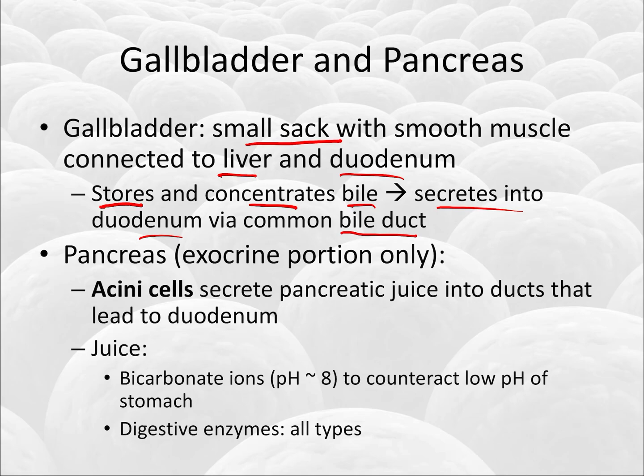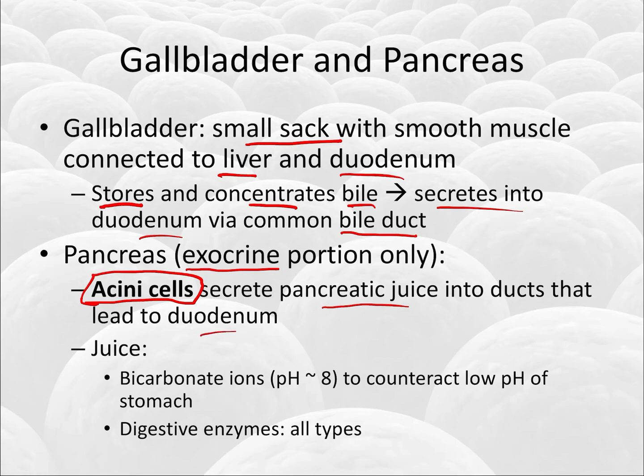And then the pancreas. Now again, we're only talking about the exocrine portion here. We've already talked about the endocrine portion some. We'll talk about it more when we talk about diabetes. But the exocrine portion is the portion that secretes things into the digestive tract. And that's driven mainly by cells called the acini cells. Those secrete what's called pancreatic juice into the duodenum.